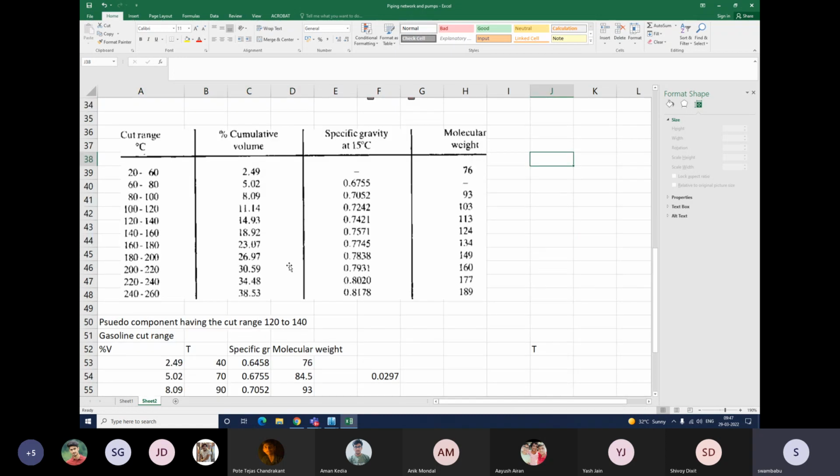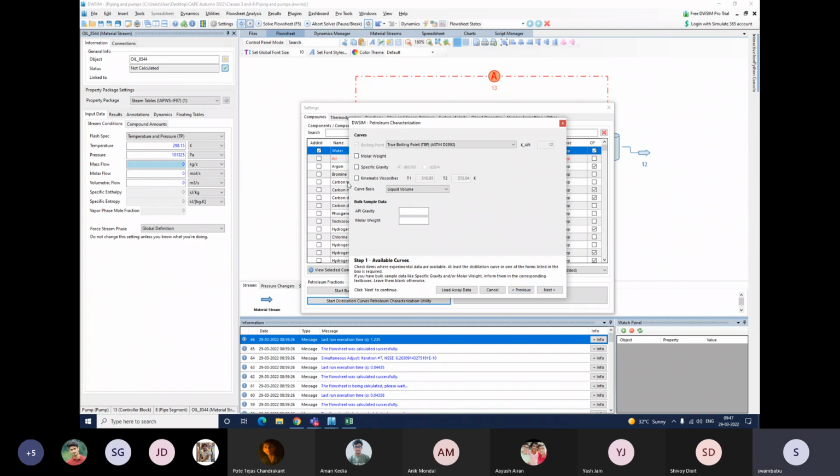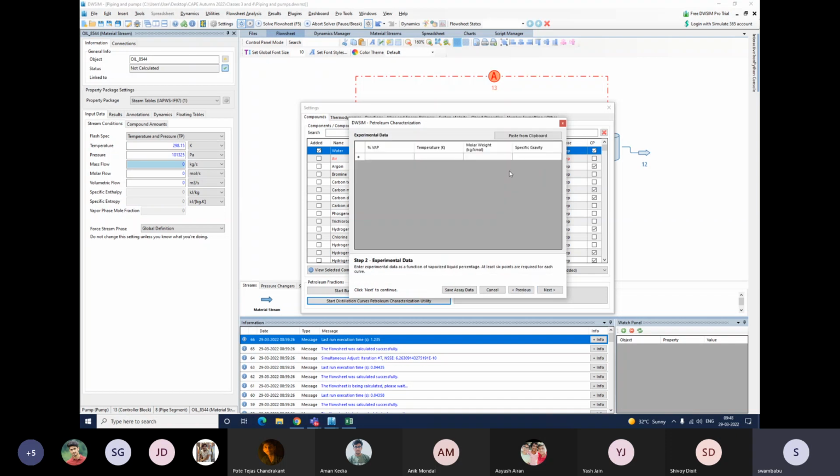So I just took this data available from a journal paper. I also showed you, and that one I have just typed here. And this data I have imported, and I have given the overall bulk API gravity and molecular weight. Then I have copy pasted here, then I just processed it.